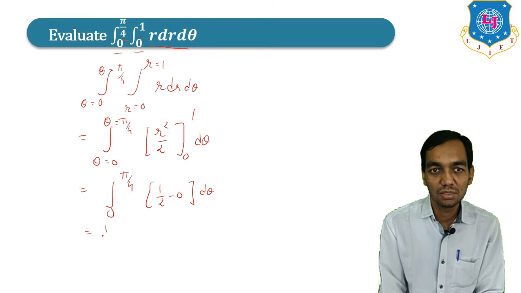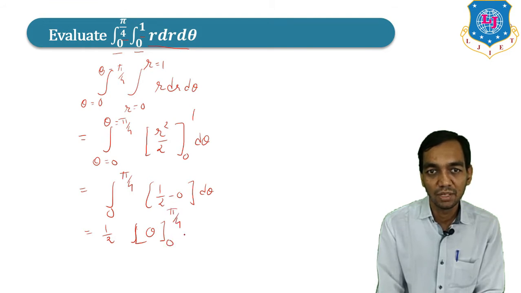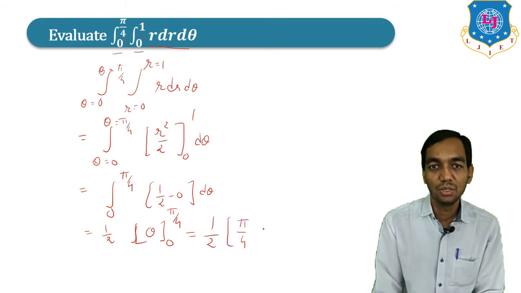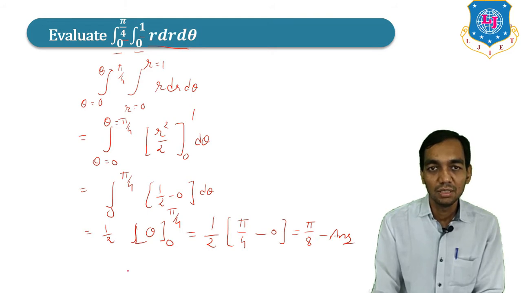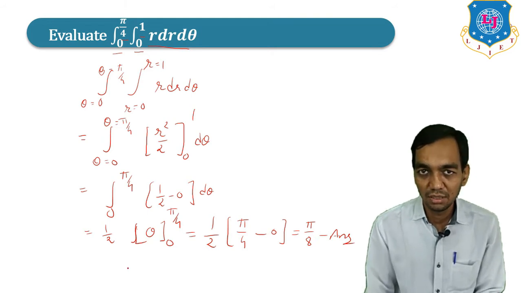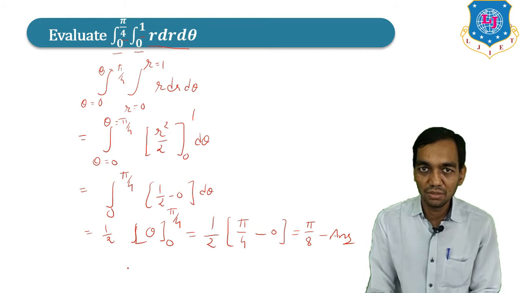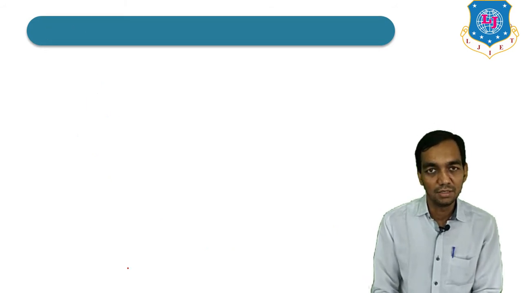Now 1 by 2 is constant, so you will have integration of d theta, which is theta, and limit is from 0 to pi by 4. If you substitute the limits, then you will have 1 by 2 into pi by 4 minus 0. That means the final answer is going to be pi by 8. So this is the answer of the given integration. Okay, so simple as we have done in the Cartesian form, in the same manner we are going to do it here.